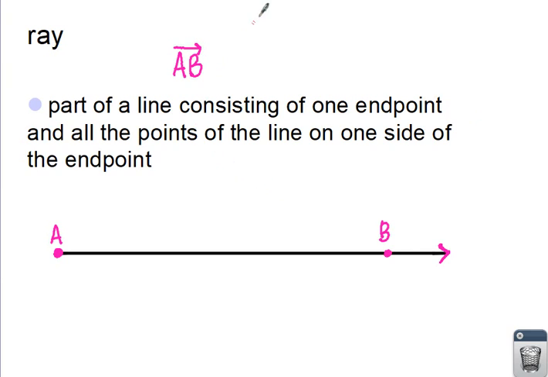Okay, so picture this. What if our ray went the other direction? What if it started at B and went that direction? Then this would be ray BA. Okay? Rays are direction specific, so you cannot just reverse the letters and get the same ray. It actually gives you a different ray.